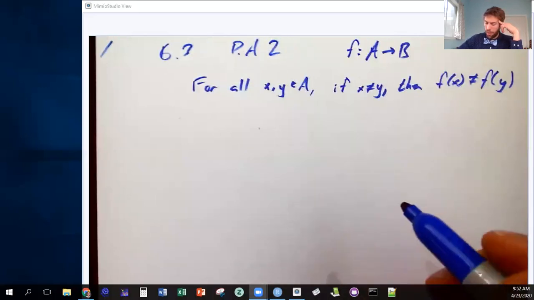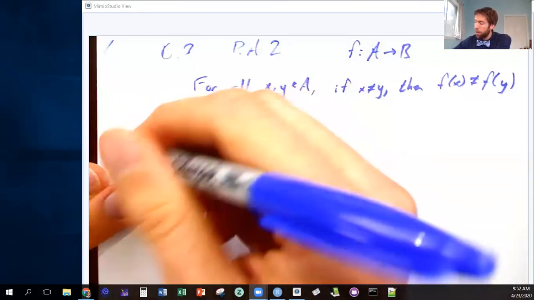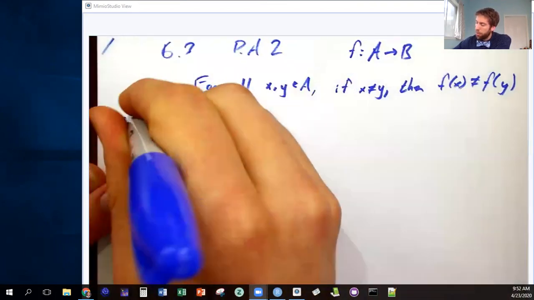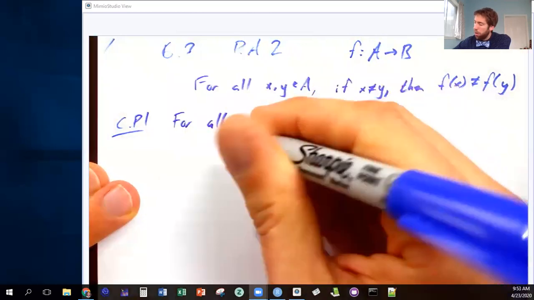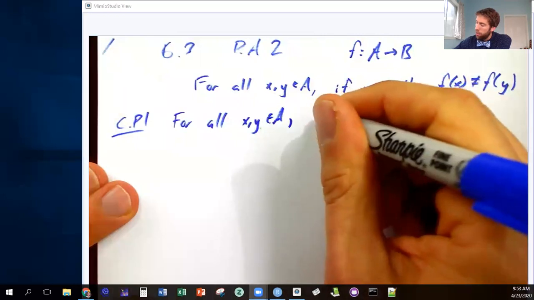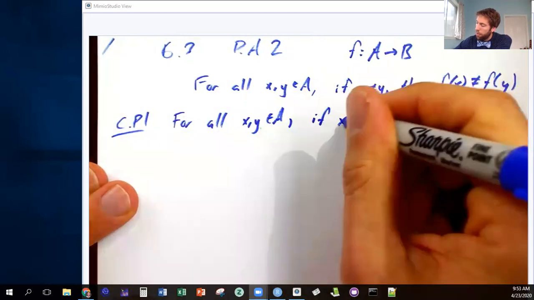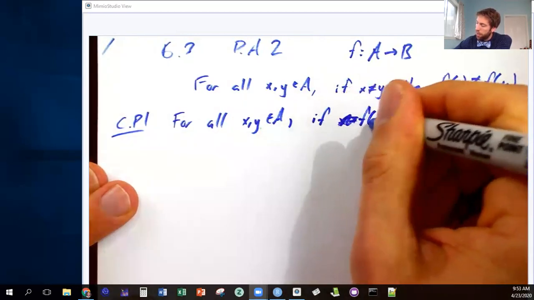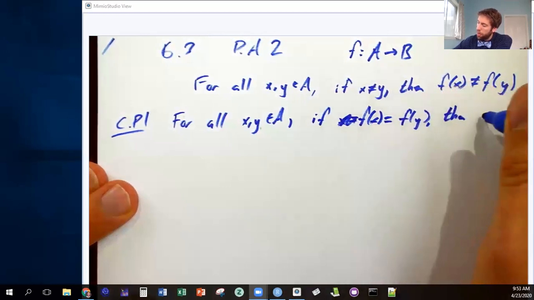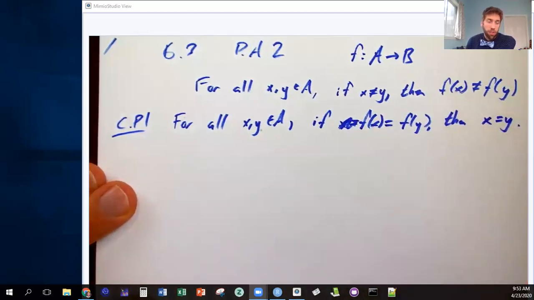So we're asked to find the contrapositive of the statement and the negation. The contrapositive, you already saw in preview activity 1. So the contrapositive is: for all x and y in A, if f of x equals f of y, then x equals y.